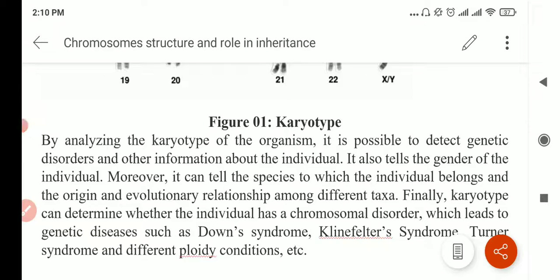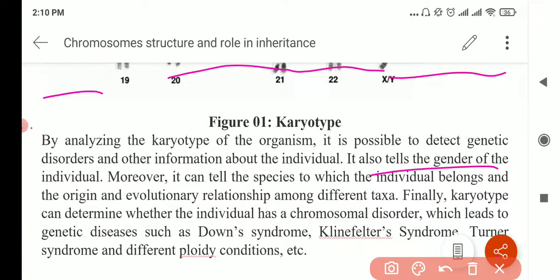Okay, so why do we need to study the karyotype? We study them so that we can detect genetic disorders, so many genetic diseases. And other information about the individual. It also tells us the gender of the individual, whether you have an X or a Y chromosome. It can also tell the species to which the individual belongs.